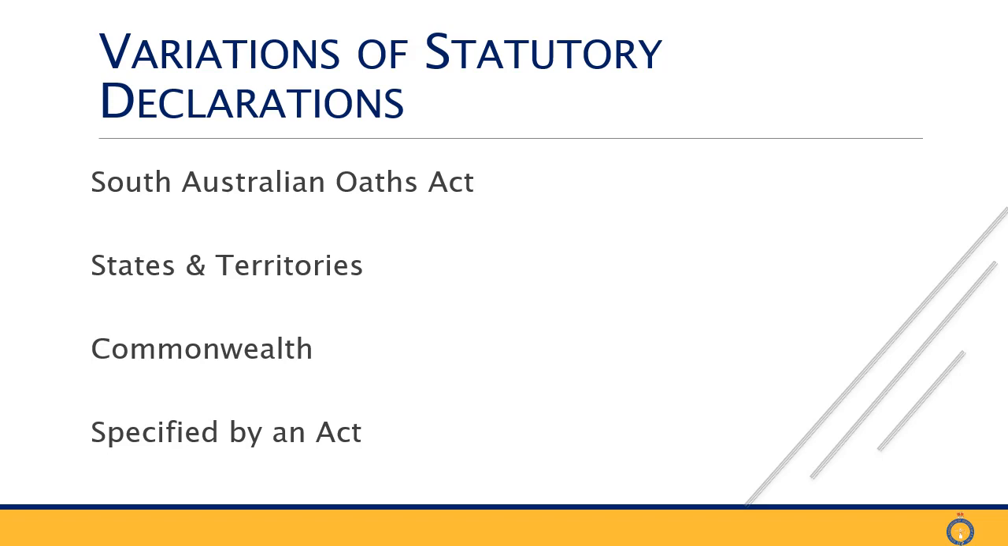Be aware that some statutory declarations come under acts other than the Oaths Act of 1936 and consequently carry different penalties. For example, the Department of Transport taxi licence renewal statutory declaration carries a maximum penalty of $15,000. Statutory declarations from other states and territories can be identified because they will contain a reference to the relevant legislation from that state or territory.